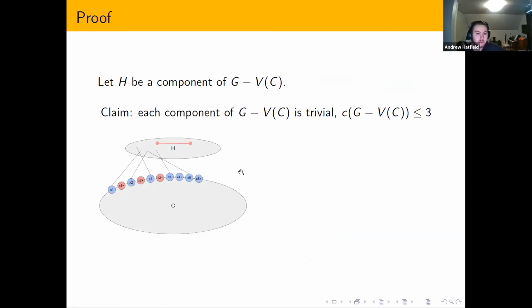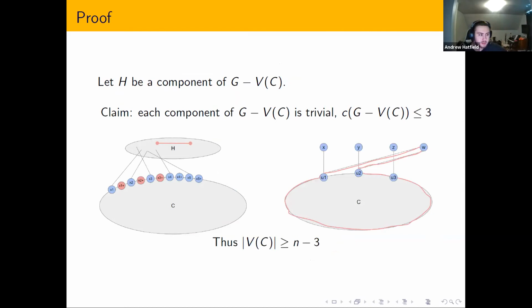We want to prove two things about the components of G outside of C. The first thing we want to show is that every component is trivial. If not, and we had some edge in this component H, we could take this edge along with this independent set x1 plus, x2 plus, x3 plus, and we get a copy of K2 union 3K1, which gives a contradiction, of course. So we know that each component outside of the cycle is trivial. Now we want to show that there's at most three of them.